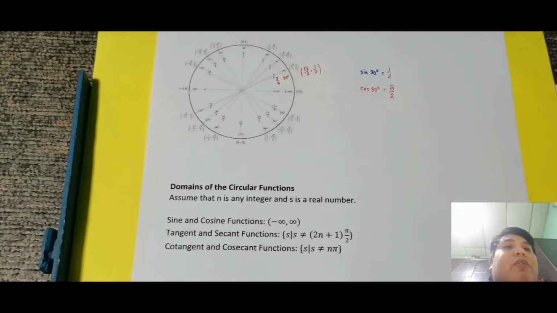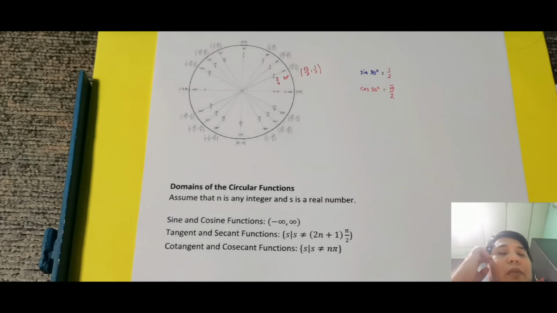Now, let's have the domains of the circular functions. Assume that n is any integer. This is just the domain, which is not very useful yet, but imagine what a domain is, which was taught in your general math. The sine and cosine functions have a domain of negative infinity to positive infinity, so any real number. Whatever you plug into sine and cosine, a value will come out, like sine of 1 million, negative 1 million, or 1.74, 1.75.